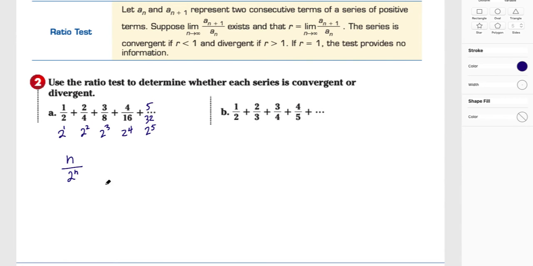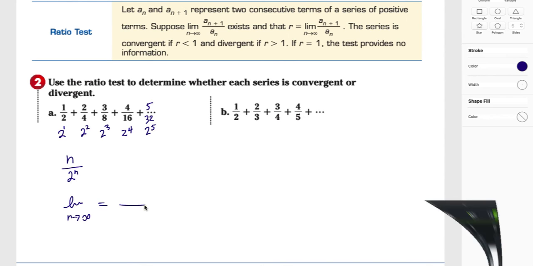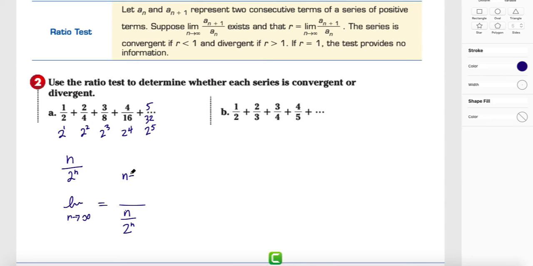How do we use this test? What we're looking to figure out is the limit as n approaches infinity of a sub n plus 1 over a sub n. So what's a sub n? This term is going to be n over 2 to the n power. And then a sub n plus 1 is going to be n plus 1 over 2 to the n plus 1 power. So let's do some simplifying of this.